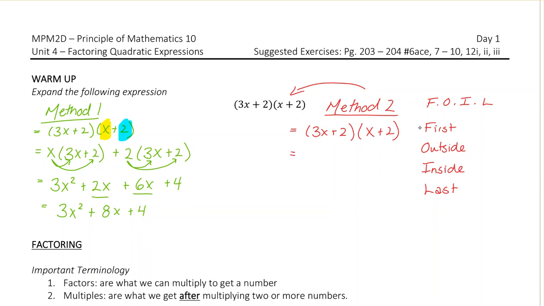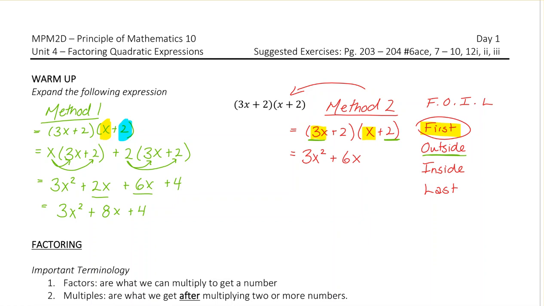Well, I'm first going to look at my first term. So the first term in each of your brackets, and that would be 3x and x. So you're going to multiply those by each other. 3x times x, that's 3x squared. Next you're going to look at your outside terms, meaning the two terms on the most outside of your brackets, that would be here and here, because it's on the outside. Well, 3x times 2, that gives you 6x.